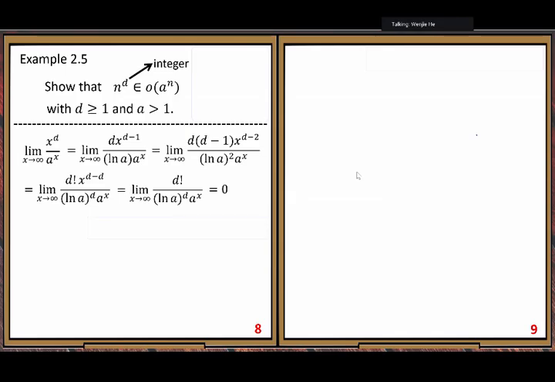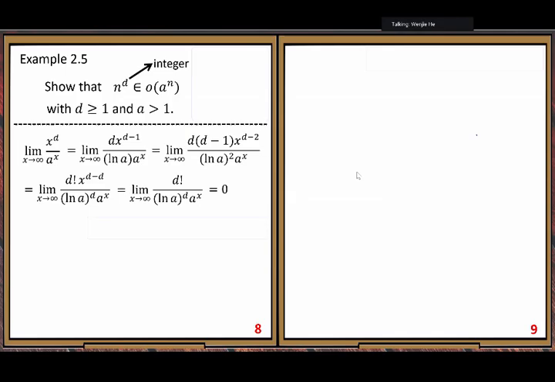Okay? Then, when this is the continuous version, then we can go back to the discrete version. So we have n to the d. When d is an integer, positive integer, it belongs to little o of a to the n. So for the integer case, we complete the proof. But this is a modified version. It's not our original version. After we complete it, then we need to move back to the original version when d is not a constant. D is not a constant.